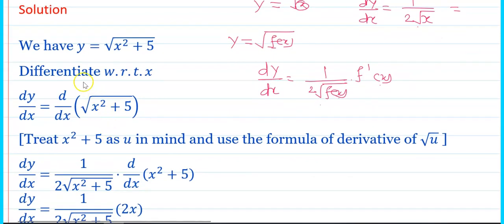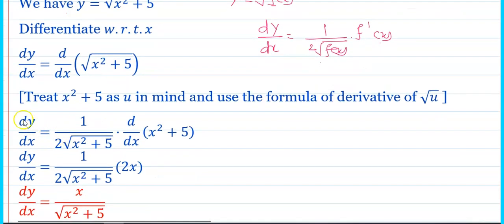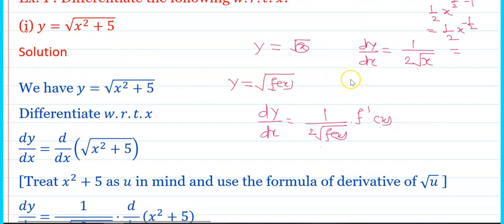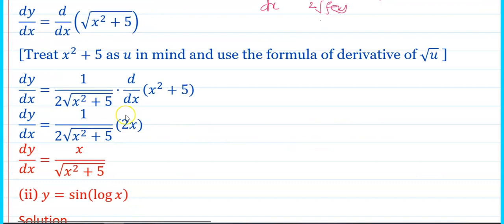Look at that. Differentiate this with respect to x. Therefore dy by dx is equal to d by dx of root of x square plus 5. Okay. Now here is dy by dx. I told you earlier: what is the derivative of root of x? It is 1 upon 2 times root x. What is the derivative of y is equal to root of f of x? It is 1 upon 2 times root of f of x, as it is this quantity, into f dash of x, into d by dx of x square plus 5.